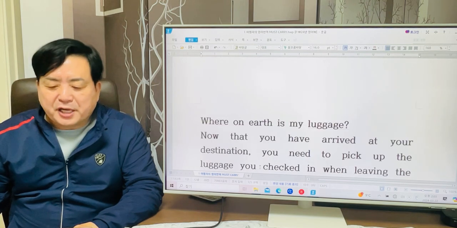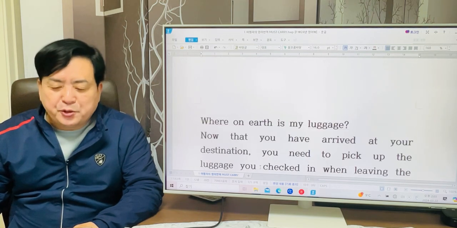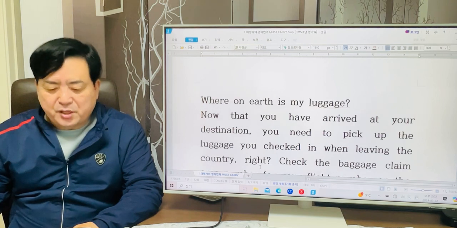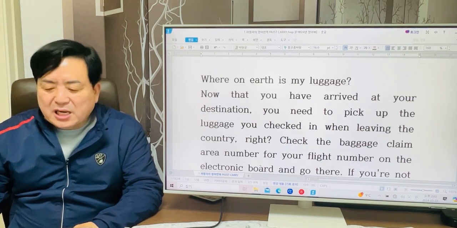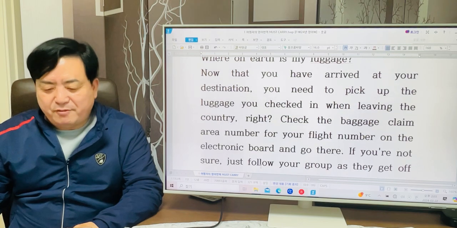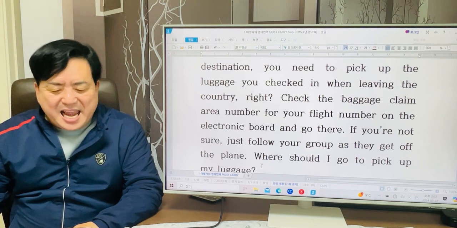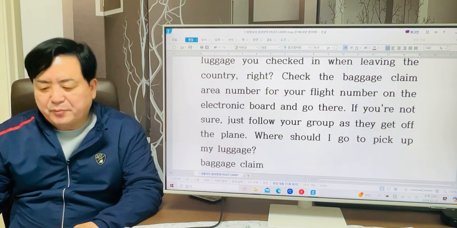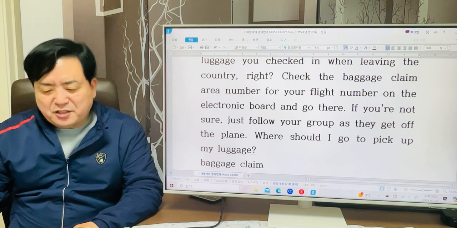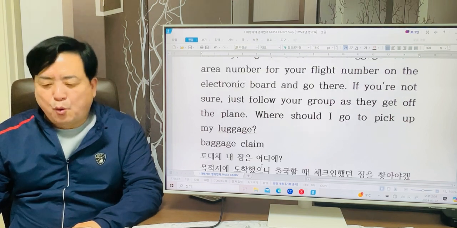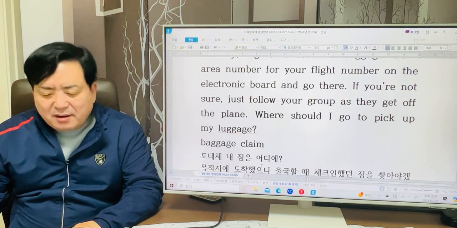Where on earth is my luggage? Now that you have arrived at your destination, you need to find the luggage you checked in when leaving the country, right? Check the baggage claim area number for your flight number on the electronic board and go there. If you're not sure, just follow your group as they get off the plane. Where should I go to pick up my luggage?